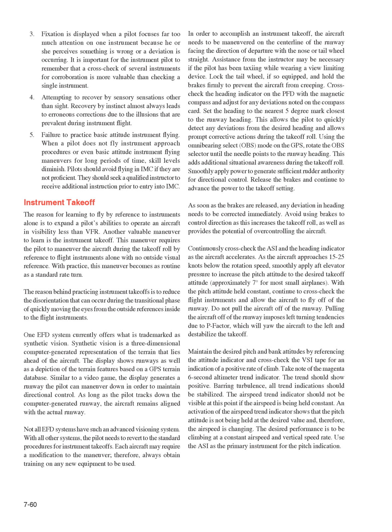Lock the tail wheel, if so equipped, and hold the brakes firmly to prevent the aircraft from creeping. Cross-check the heading indicator on the PFD with a magnetic compass and adjust for any deviations noted on the compass card. Set the heading to the nearest 5-degree mark closest to the runway heading. This allows the pilot to quickly detect any deviations from the desired heading and allows prompt corrective actions during the takeoff roll. Using the Omnibearing Select (OBS) mode on the GPS, rotate the OBS selector until the needle points to the runway heading. This adds additional situational awareness during the takeoff roll. Smoothly apply power to generate sufficient rudder authority for directional control. Release the brakes and continue to advance the power to the takeoff setting.